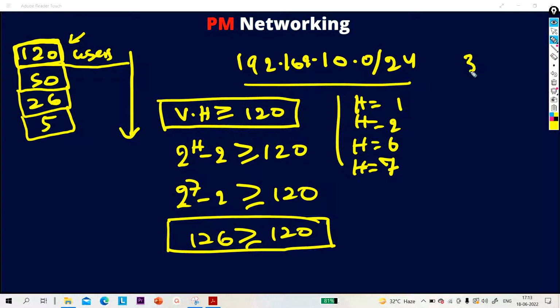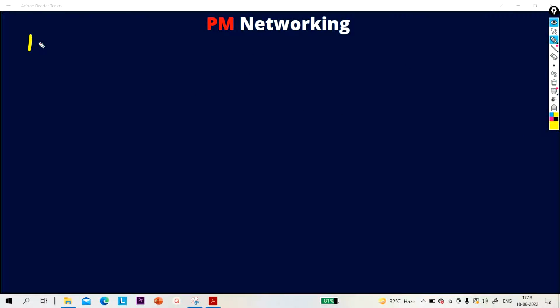So we need to put h equals 7, and the total length of an IP address is 32. If out of 32 bits, 7 bits are host bits, then how many network bits are there? 25. Clear? Now we need 25 network bits. So my network will be 192.168.10.0/25. So here you can see there are two networks, because we have borrowed one bit, right? 2 to the power 1 means 2.